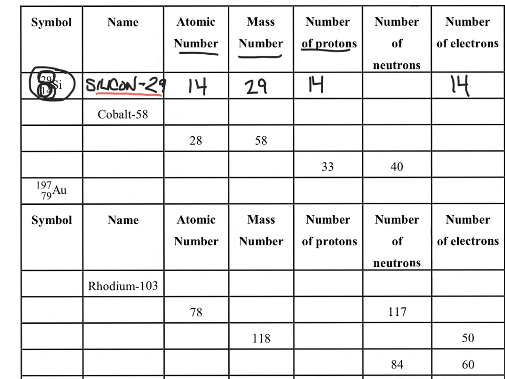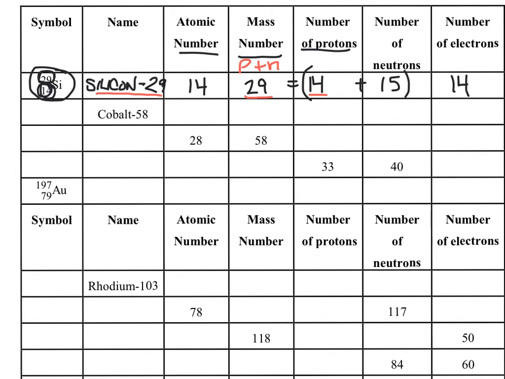Well, where did that 29 come from? Remember, mass number is protons plus neutrons. So if we know the protons are 14, what plus 14 would give us 29? It would be 15. So that means that the number of neutrons must be 15, because 15 plus 14 gives you 29. And that's how we figure out the mass number. As we do more of these, hopefully these will become more and more obvious to you.